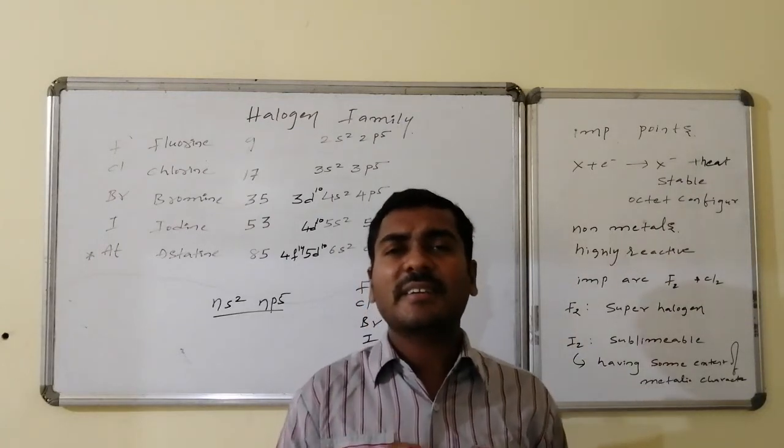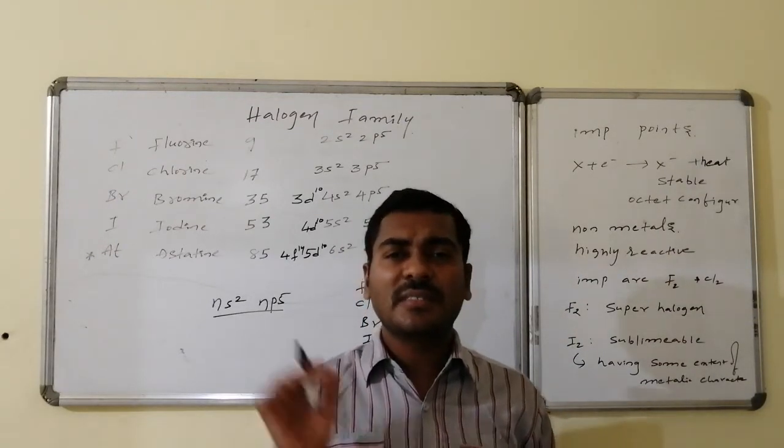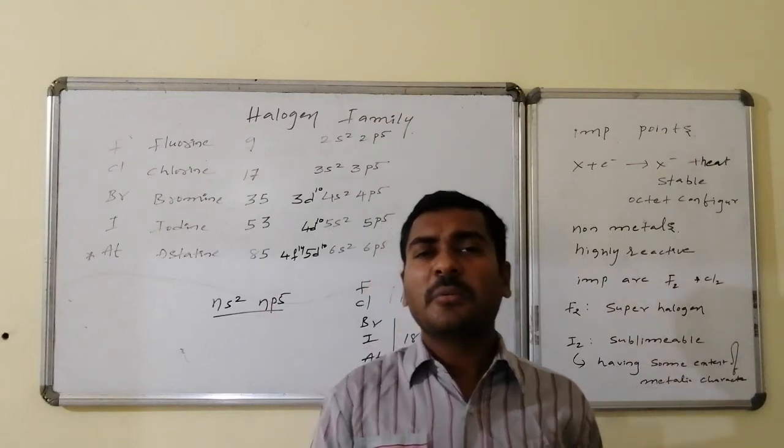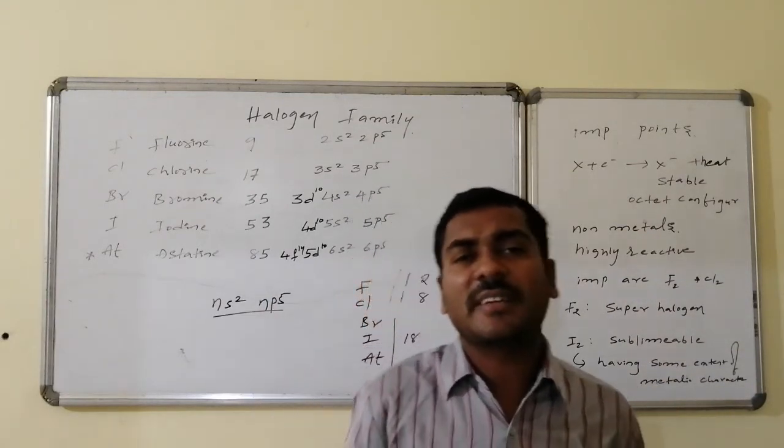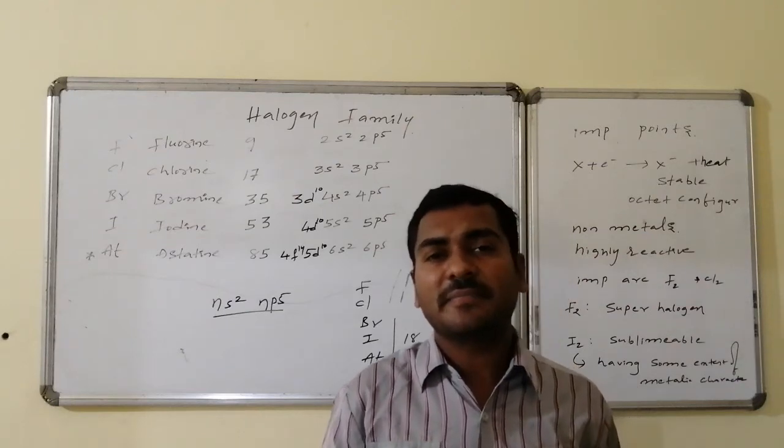This is the introduction related to the halogens. Those are fluorine, chlorine, bromine, iodine, as well as the radioactive element of the halogen family, that is astatine, At-80.